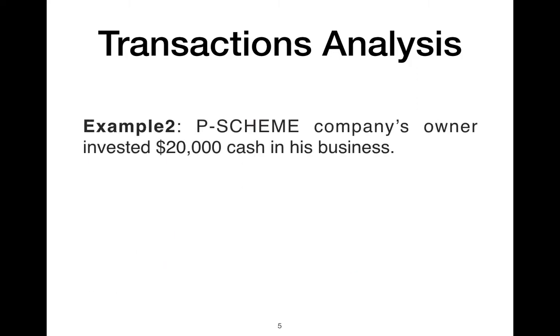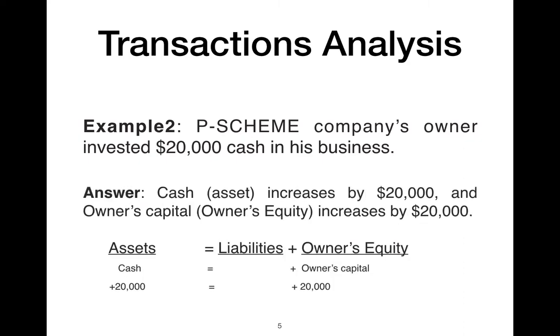Because it is plus 5,000 and minus 5,000, the equation is balanced. In example 2, we have 20,000 US dollars invested by the owner of Peacekeep company. The amount was paid by the owner in cash. Accordingly, cash increased by 20,000 and the owner's capital, which is an owner's equity account, increased by the same amount. So we have a 20,000 US dollar increase in both sides of the equation.